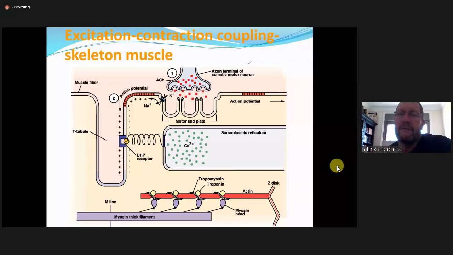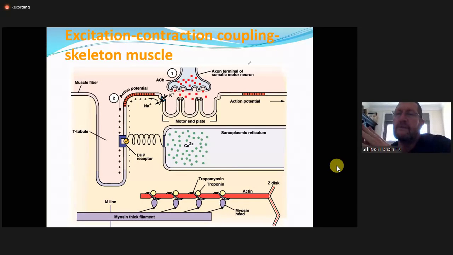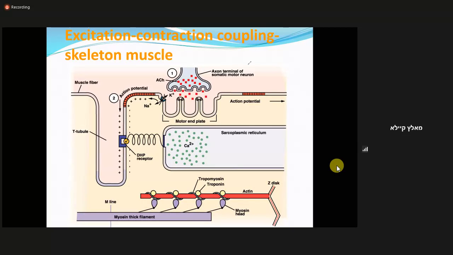Yeah, but remember, it's voluntary, right? Skeletal muscle is voluntary. You control it. No, I don't understand. At what point does the myosin connect to the actin? When it's stimulated by the electrical signal from the brain. When the calcium is released?